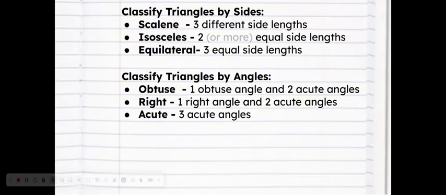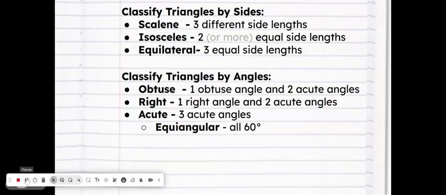And then there was a special type of acute triangle, and that was if all the angles are 60 degrees, we call it an equal angular triangle. It is an acute triangle. It's just a very special name because they're all equal angles. So go back to your warm-up and let me have you classify it by angles.